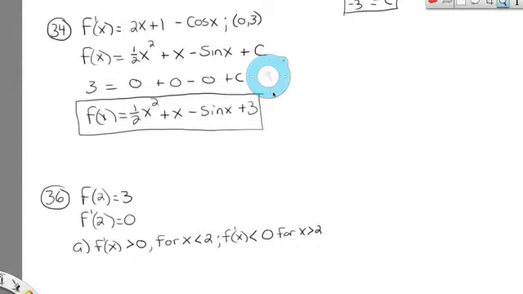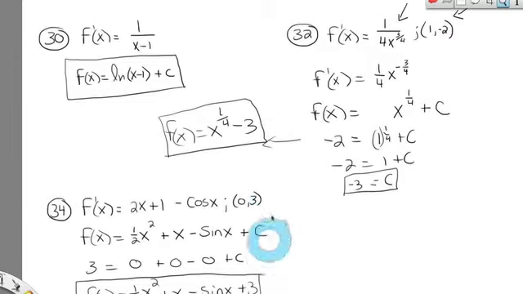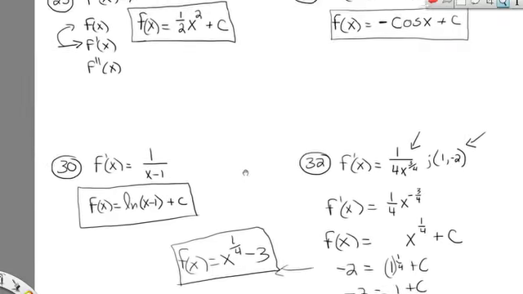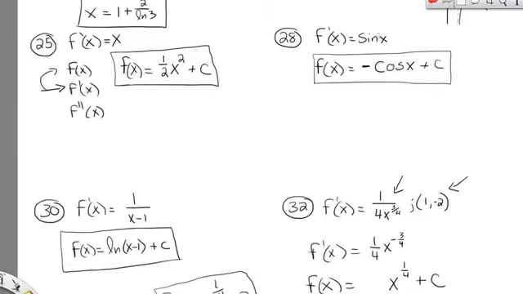I want to go back and check something real quick. I feel like maybe I made an error right here. Let's just double check. The derivative of cosine is negative sine. Okay, good. Nope, it works out. I'm going to stop this video and we'll pick it up and finish with the next one.